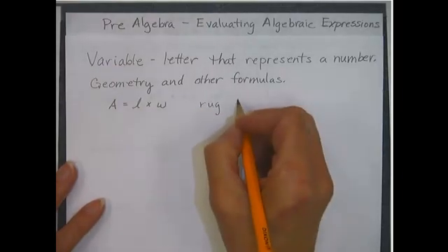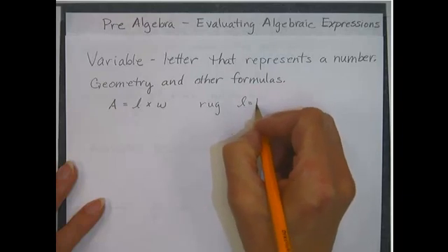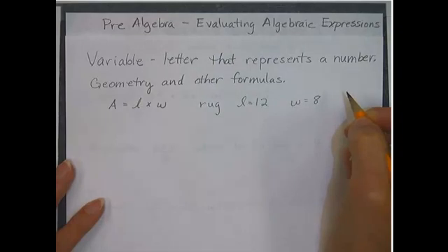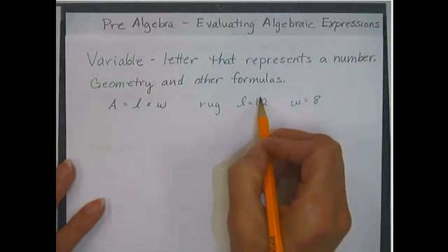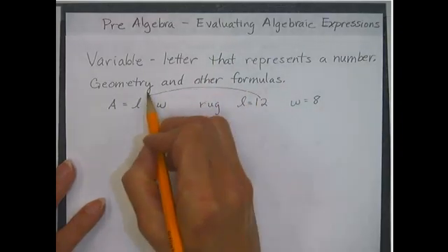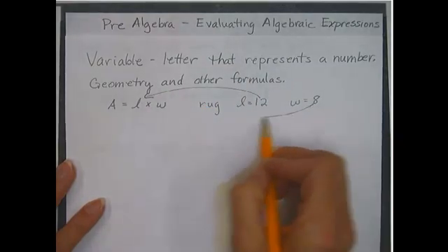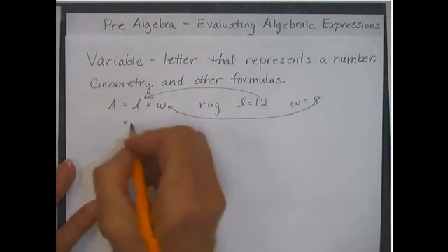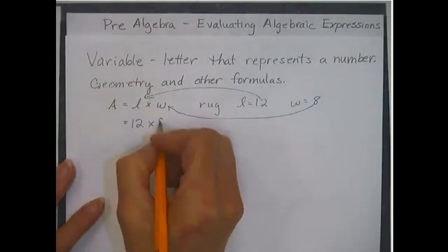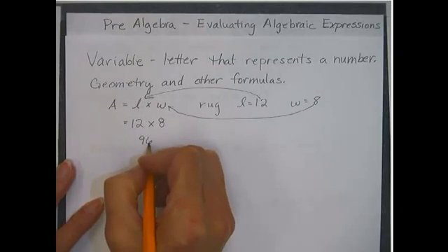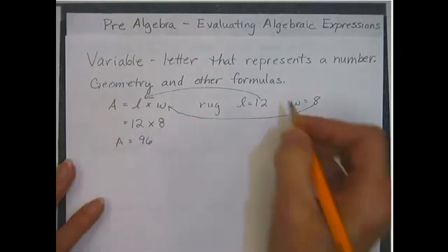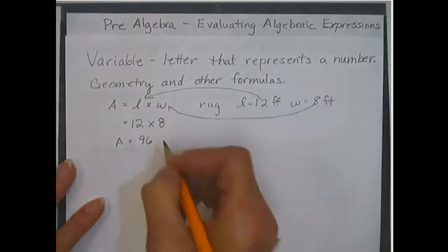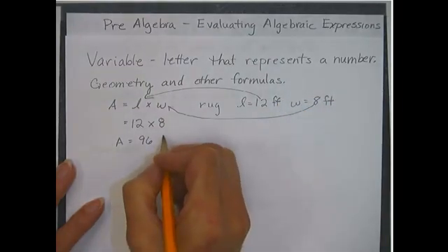Let's say we are talking about a rug. And it's got a length of 12, so I can say L is equal to 12, and the width is equal to, say, 8. What we can do is go ahead and plug in 12 for the L and 8 for the W, and work our way down and say 12 times 8 is equal to 96. So let's say that that was a 12 foot by 8 foot rug. So we would know that this was 96 square feet.